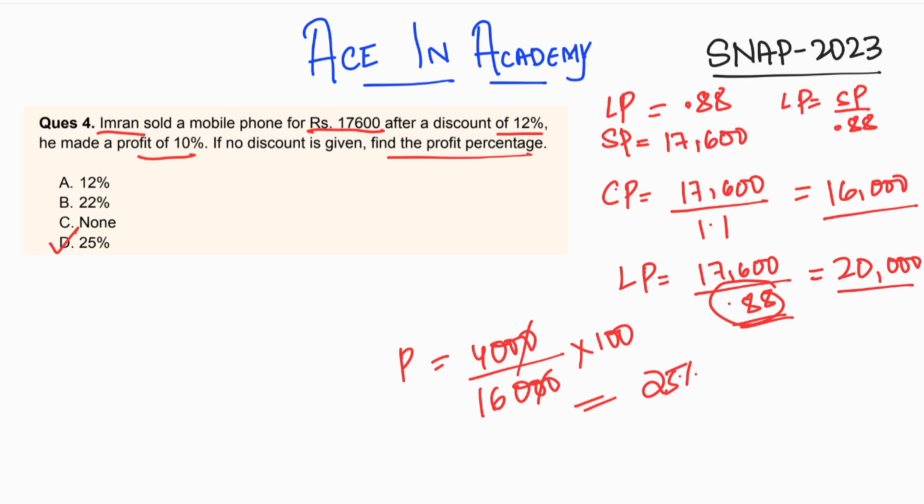So this is how you solve such questions. You articulate all the things and write it clearly, and you will get your final answer very easily. That is option number D for our case, 25%.